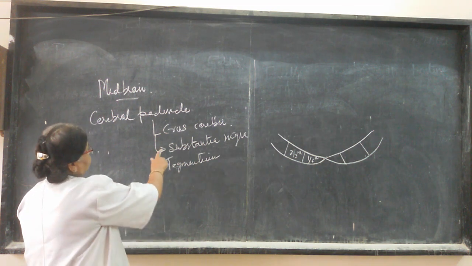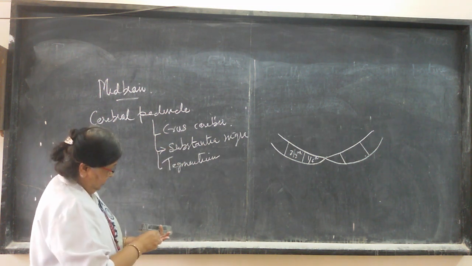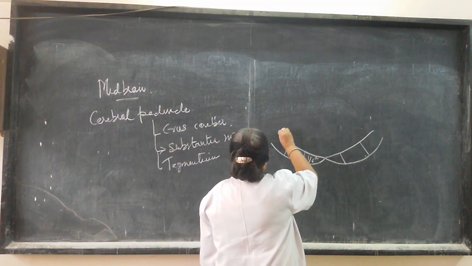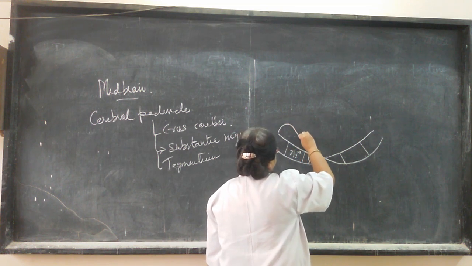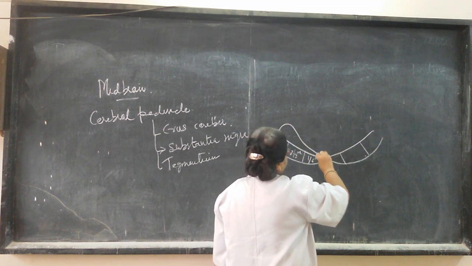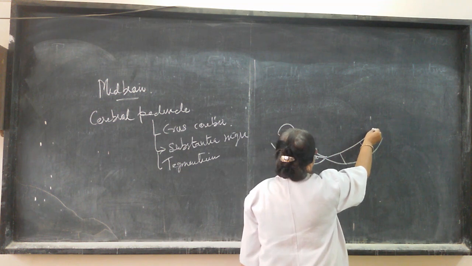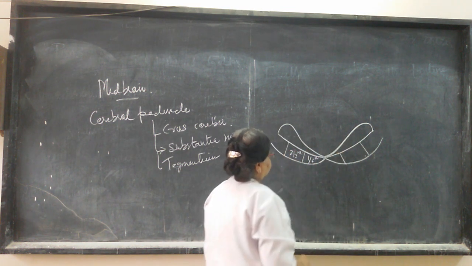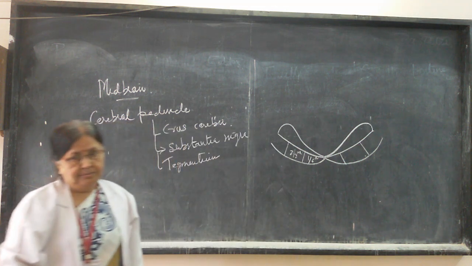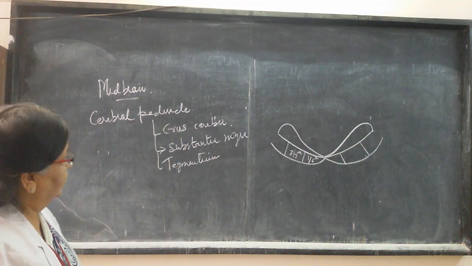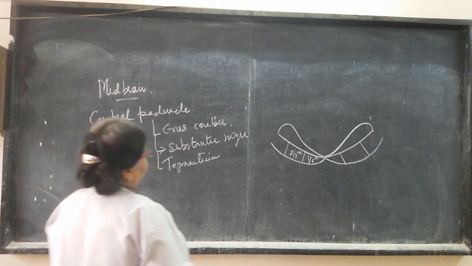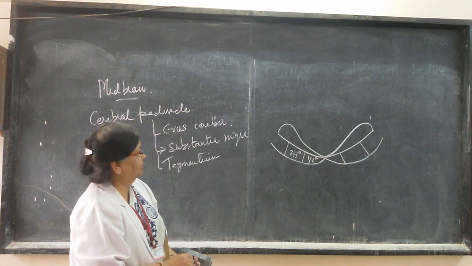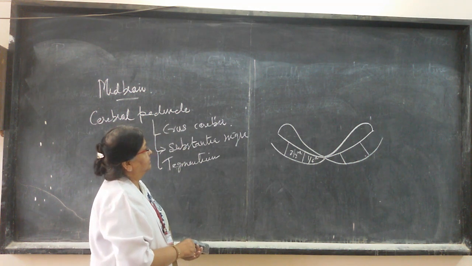Then comes the substantia nigra. Substantia nigra is a semilunar mass of grey matter. This appears as a pigmented structure, and this contains multipolar neurons having pigments, and this is related to the extrapyramidal system.